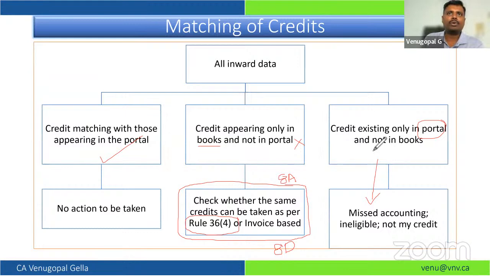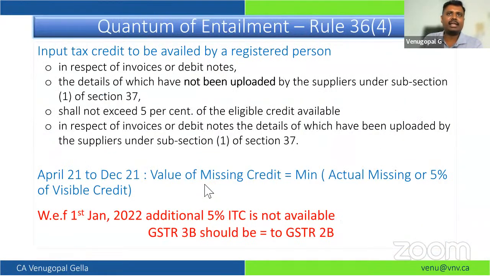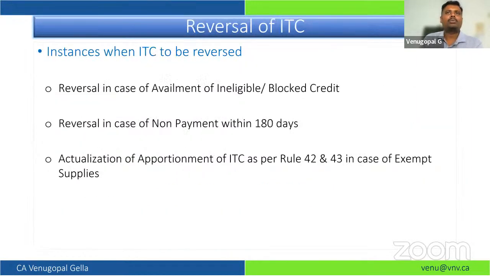So you have to do this reconciliation. And as I said, the additional credit of 5% is available up until January this year. After that, the credit in 3B should be matching with 2B. Now, where are the instances where you have to reverse? If it is a blocked credit, Section 17 sub-section 5, or you have not made the payment to the vendor within 180 days, or it is a common credit.